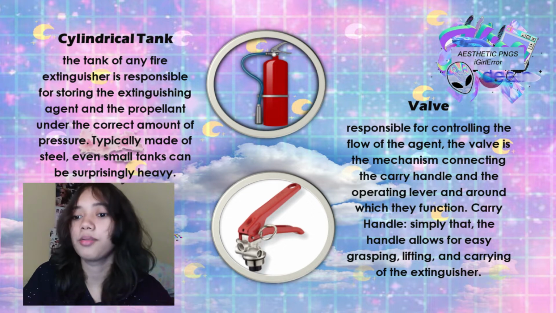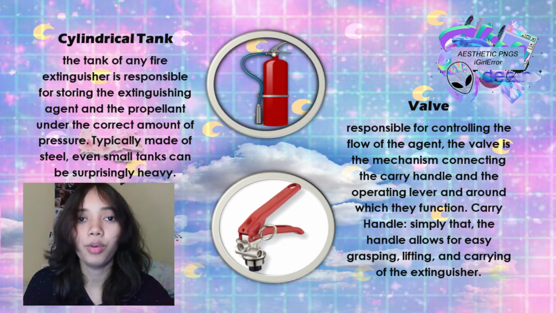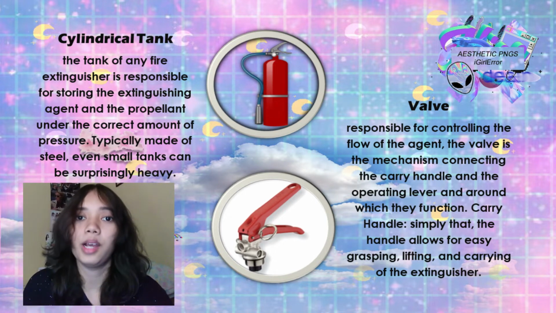Next is the valve. It is responsible for controlling the flow of the agent. The valve is the mechanism connecting the carry handle and the operating lever, and around which they function. The carry handle is simply the handle that allows for easy grasping, lifting, and carrying of the extinguisher. So the main function of the valve is to control or regulate the flow of the extinguishing agent.